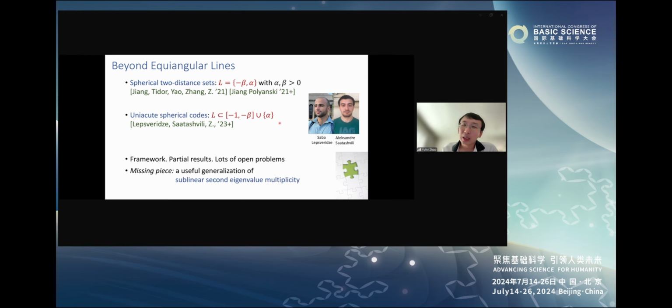And for all of these, it seems a common theme is that we lack a useful generalization of the sublinear second eigenvalue multiplicity result. It will not be easy for me to say exactly what even a conjecture might look like, although I do have some ideas, but maybe more just how does one extend the ideas from second eigenvalue multiplicity to these other problems that are clearly very related, but for which we're just missing some important key insights.